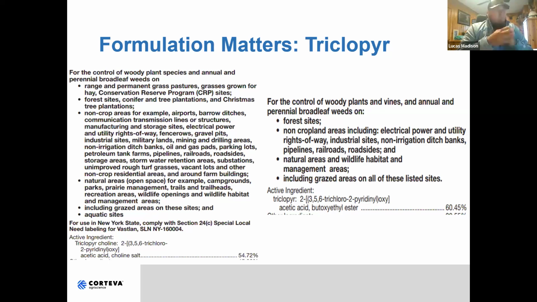It's called a choline salt. On the right, this same active ingredient, same pounds of active ingredient per gallon, is paired with a butoxyethyl ester. So it's basically a seed oil as the carrier. Well, what we know about seed oils or oils in general is they don't mix very well with water, right? So there's a reason that the one on the right would not be allowed or would have different label language as far as aquatic use.